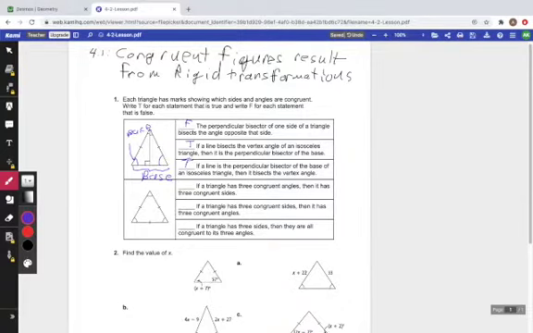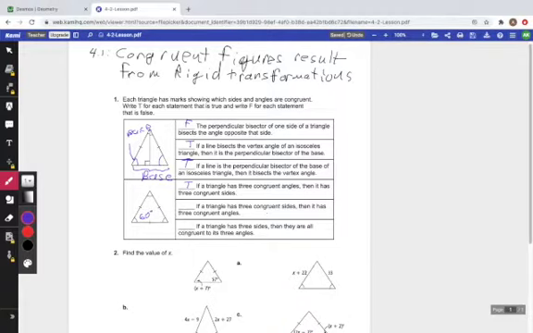Now, equilateral or equiangular triangles. If a triangle has three congruent angles, then it has three congruent sides. This is true. If we know that all the angles are congruent to each other, we know that all the sides are congruent to each other and vice versa. Specifically, if all the angles are congruent to each other, that means that we have an angle measure of 60 degrees for every single one.